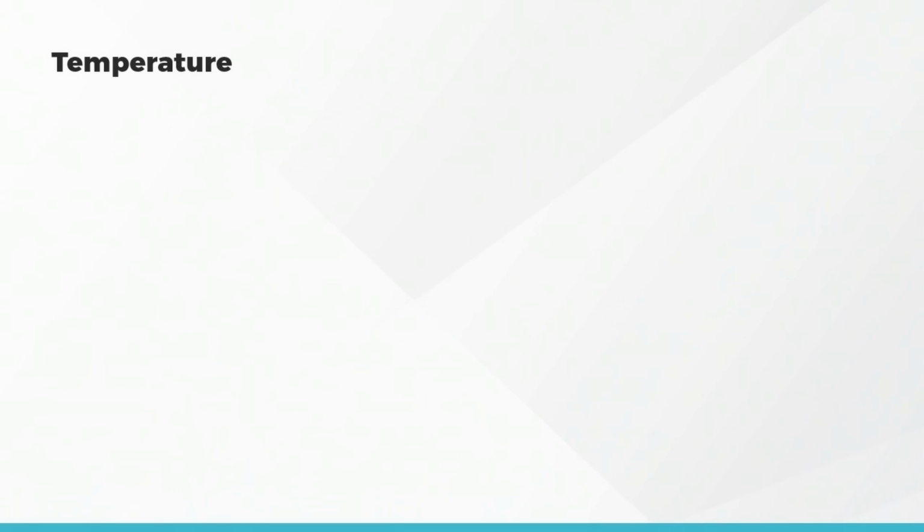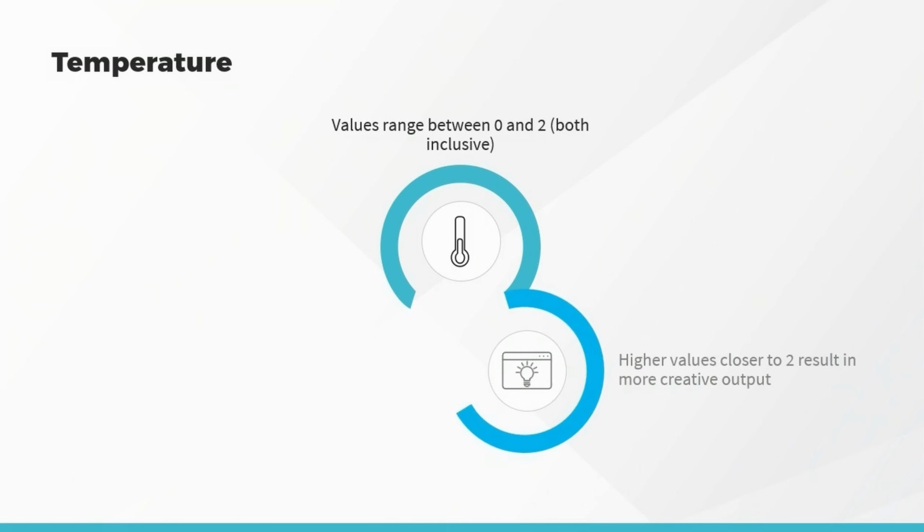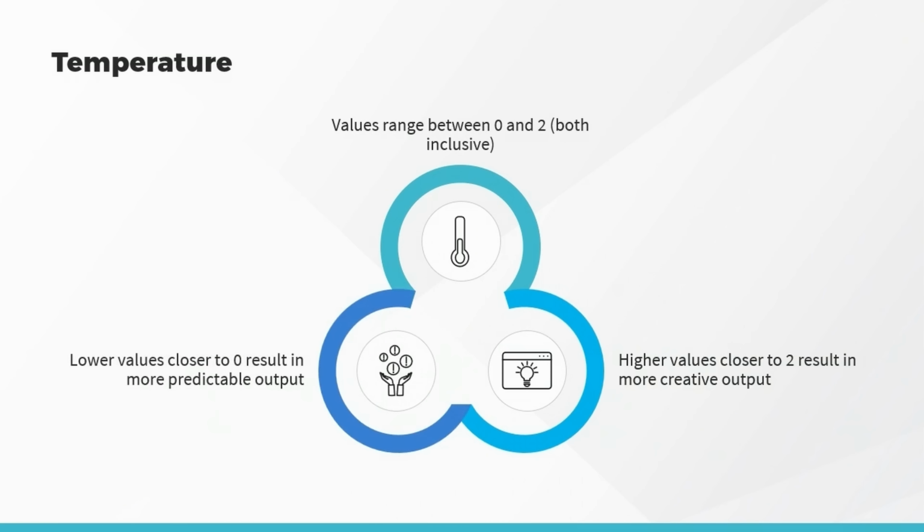The temperature parameter for Gemini models ranges between 0 and 2. Both values are inclusive. Lower values are closer to 0 and higher values are closer to 2. Higher values closer to 2 result in more creative and diverse output from the model. The model will produce text that is more vivid and more engaging in nature. On the other hand, lower values of temperature closer to 0 result in more predictable and deterministic output. The model may use more mundane words to describe information, but the response from the model is likely to be the same when you pass in the same prompt.